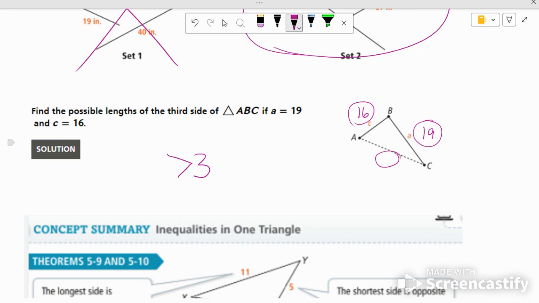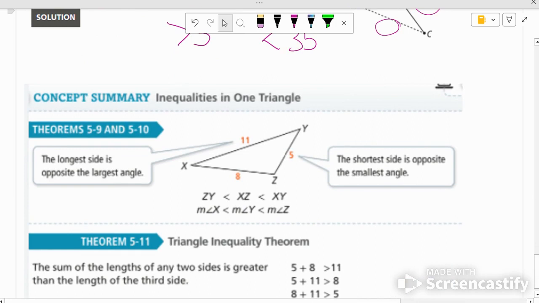Now, if 16 and 19 were the short sides, what would the longest side be? Have to be less than. If we subtracted to get to here, what do you think we do to get to the longest side? Add. What's 16 and 19? So this mystery side has to be bigger than 3 and less than 35 for it to work. Bigger than 3 and less than 35. So does this make a triangle? Yeah, 11, 8, and 5 make a triangle.